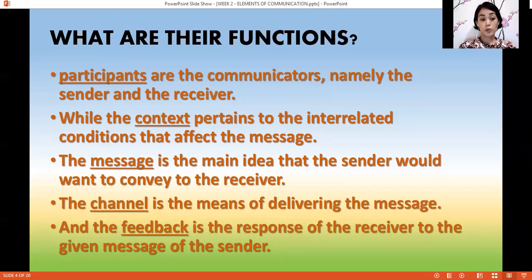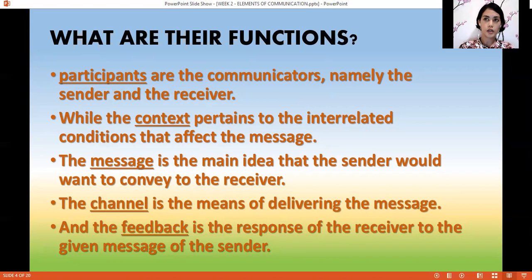Okay, that is already clear. Was it written? Was it texted? Was it through email? Was it through gestures? That is the channel, the means of delivering the message. And the feedback is the response of the receiver to the given message of the sender.